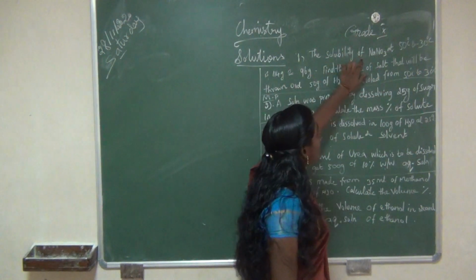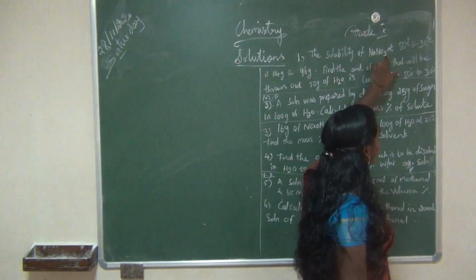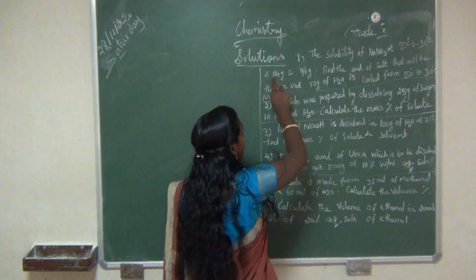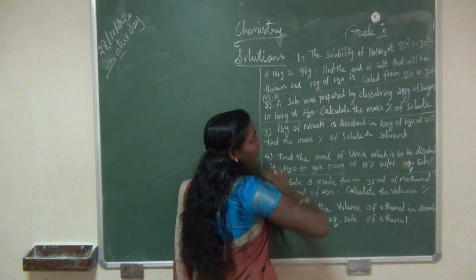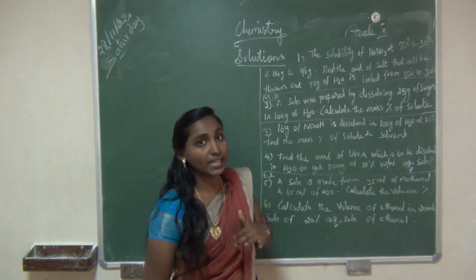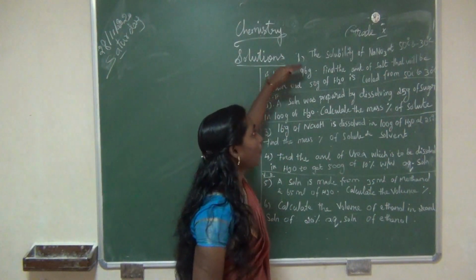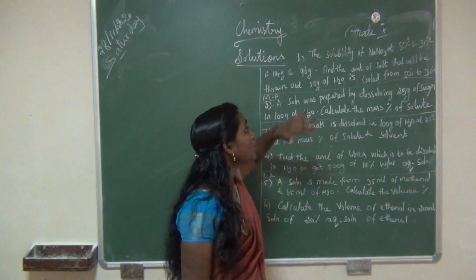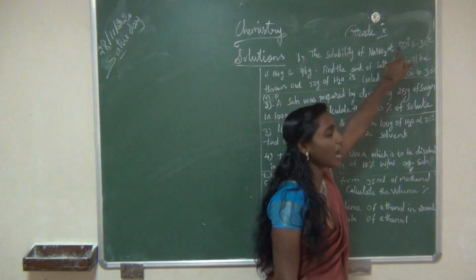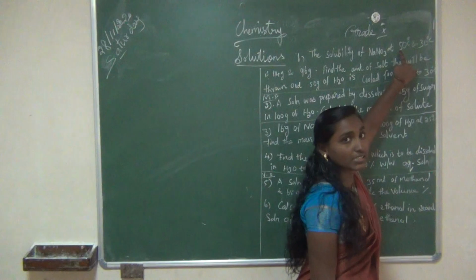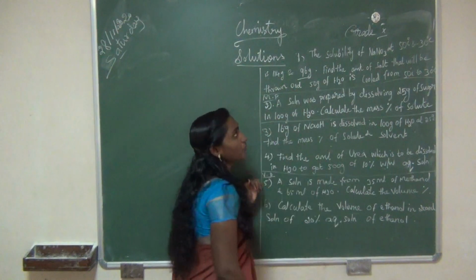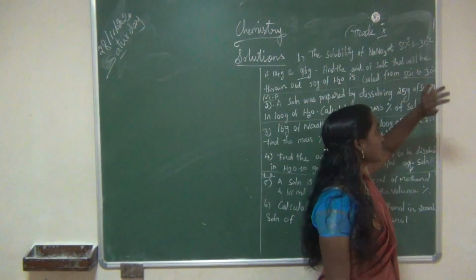The solubility of sodium nitrate, NaNO3, at 50 degrees Celsius and 30 degrees Celsius is 114 gram and 96 gram respectively. That means at 50 degrees Celsius 100 gram of water can dissolve 114 gram of sodium nitrate salt. Like that, 100 gram of water can dissolve 96 gram of sodium nitrate at 30 degrees Celsius.